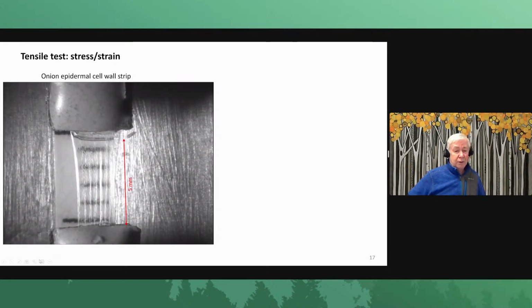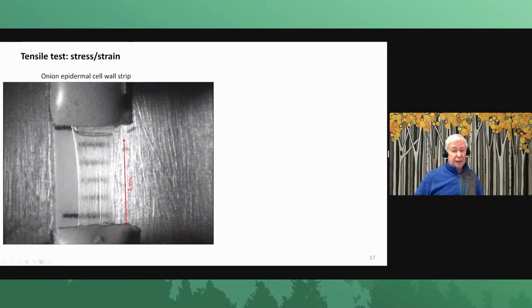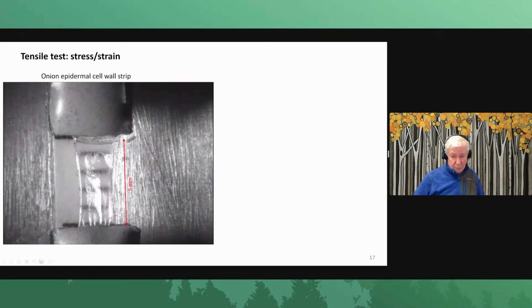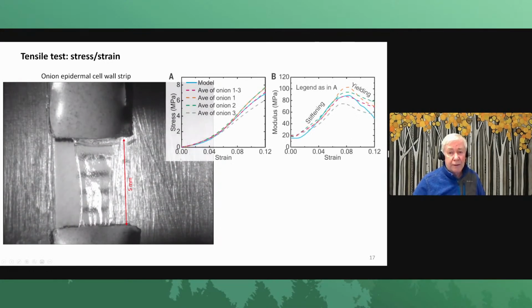In this case, we're carrying out a cyclic stretching. So we stretch the cell wall in 2 cycles, as you can see in that movie that I just showed. And we can get stress strain curves, both from the model and from the experimental results. The model results is shown here in blue. So this is stress versus strain versus some empirical results with 3 different data sets.